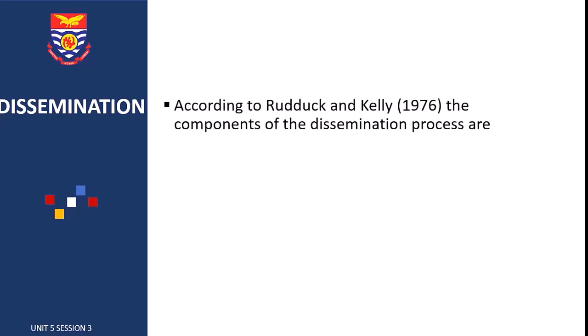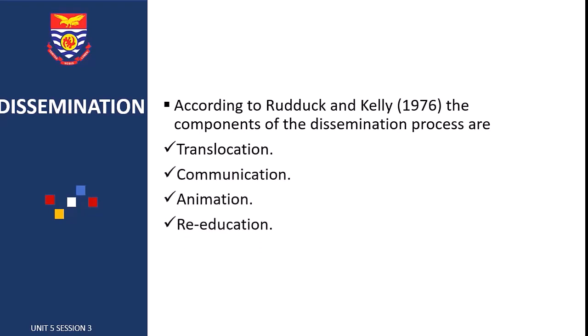Now, before the wide-scale use of the curriculum program and the materials that have gone through both the trial and the field trial stages, it is important to have an effective dissemination strategy. According to Rudock and Kelly, the components of the dissemination process are translocation, communication, animation, and re-education. What happens at the translocation stage?